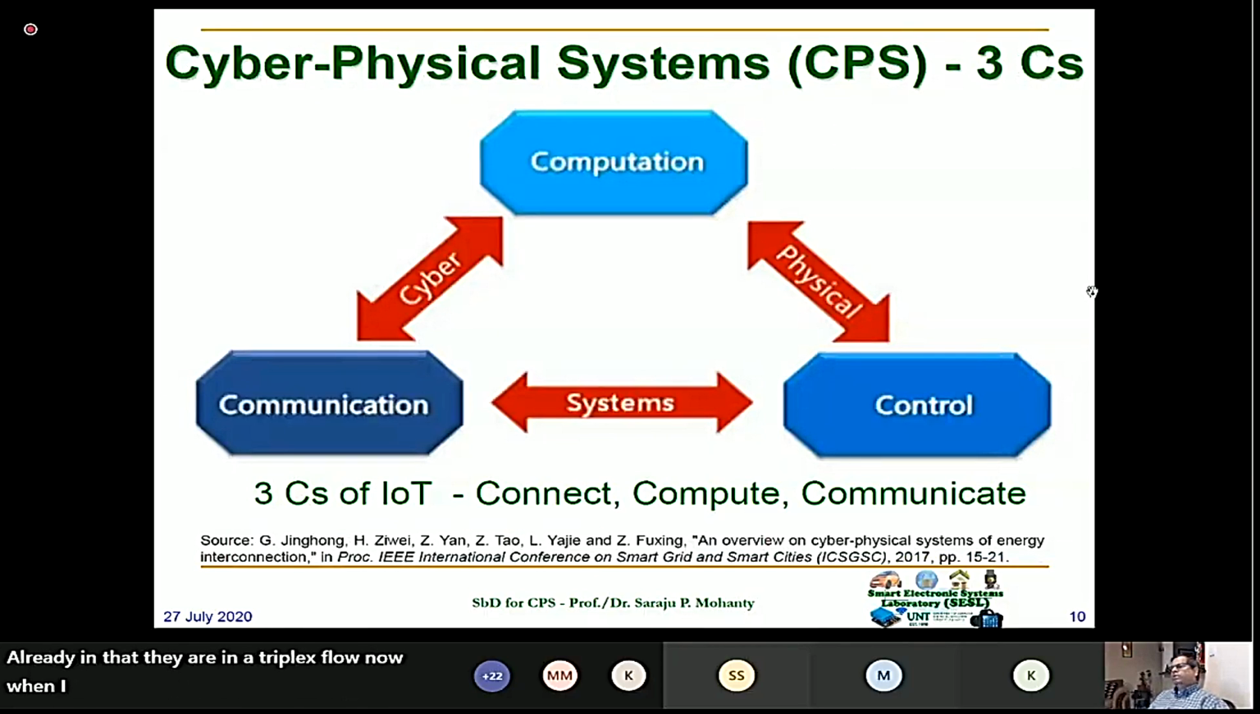Now, when I was doing a little bit more reading on CPS versus IoT, I found that if I model it like this, other researchers have given this model as well. That is, CPS consists of computation, communication, and control. Okay, cyber physical system. Then I go to IoT, and IoT also has more or less the same things: connect, compute, and communicate. So when we see the 3 C's of IoT or the 3 C's of CPS, they are more or less the same.